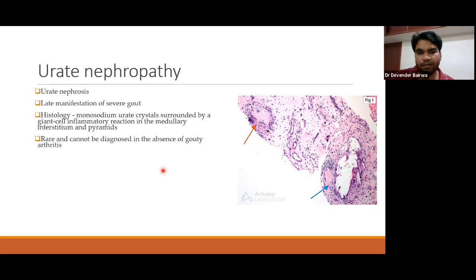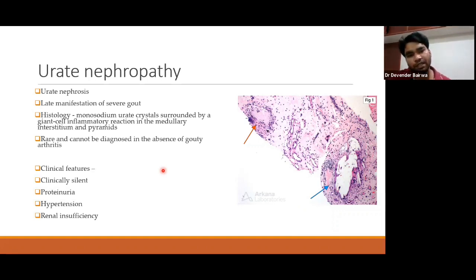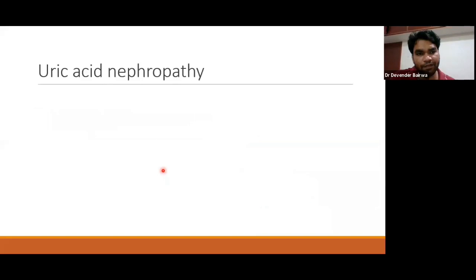And nowadays it is rare because treatment is available, and generally the patient has to have a severe gouty arthritis in the background. Then probably they will have urate nephropathy. Clinically, this can be silent, or there can be proteinuria, hypertension, and in some cases renal insufficiency. So urate nephropathy is as such rare. I have never seen a case in my life.